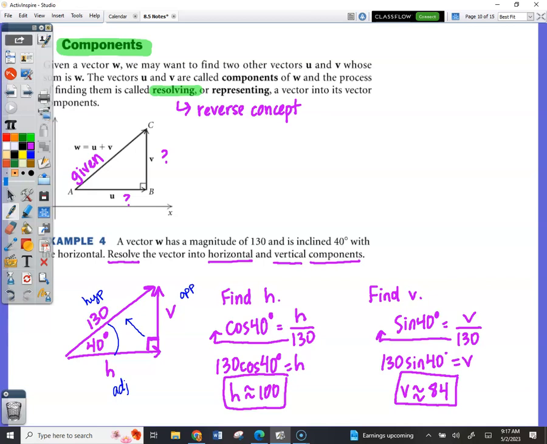All right. So while that problem sounds really uncomfortable when you're reading it, what do you think? It's just drawing the picture. You got to draw the picture because then you can label your sides and you can see which trig function you're using to solve. All right, let's do this one.